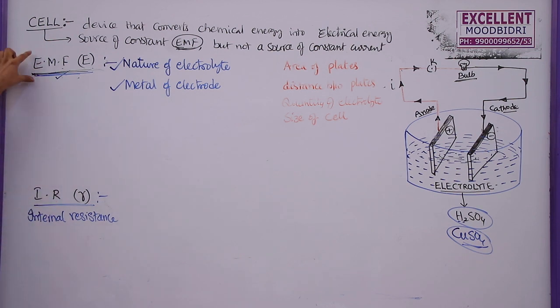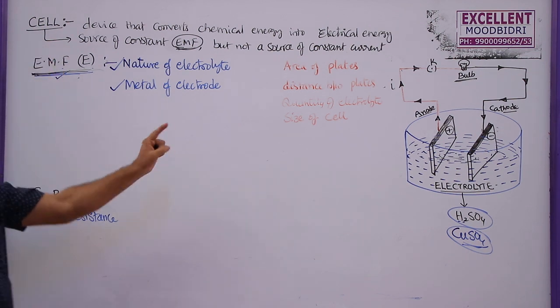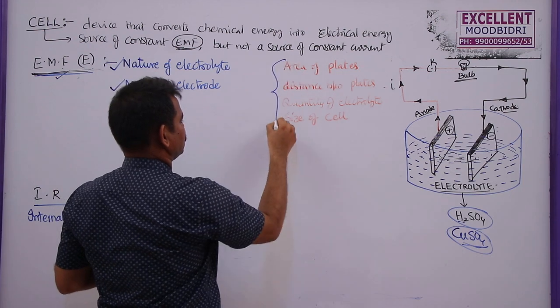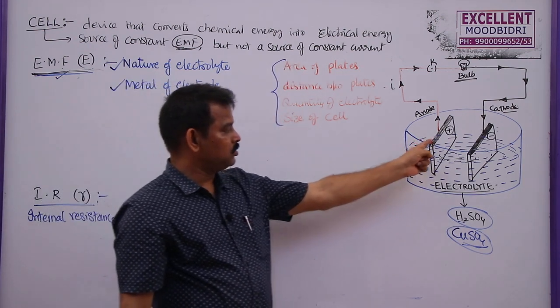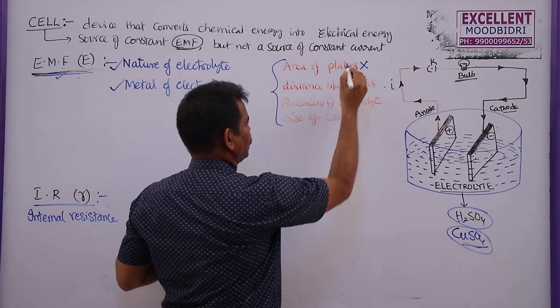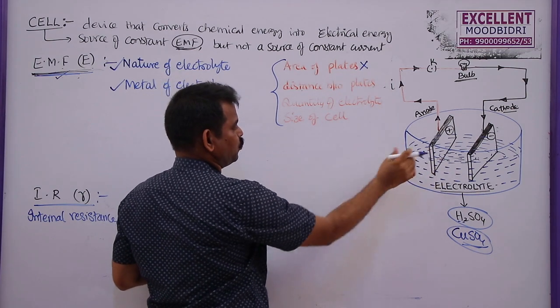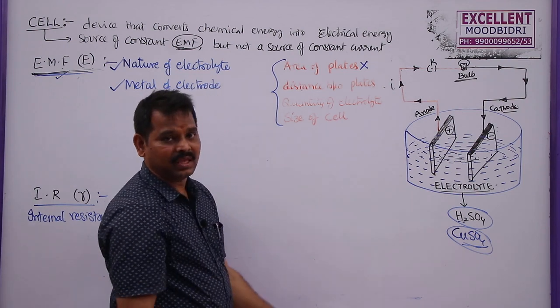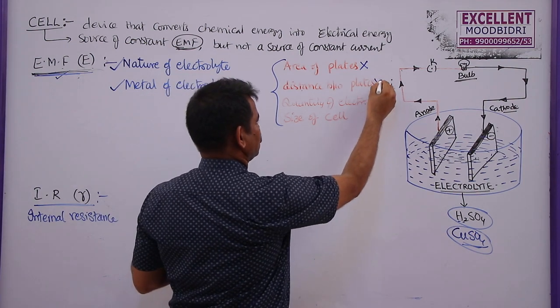But the electromotive force never depends upon these factors. That is the area of these two plates or electrodes, so area is not a factor here. The distance between two plates will not alter the EMF of a cell, so this is also not required.